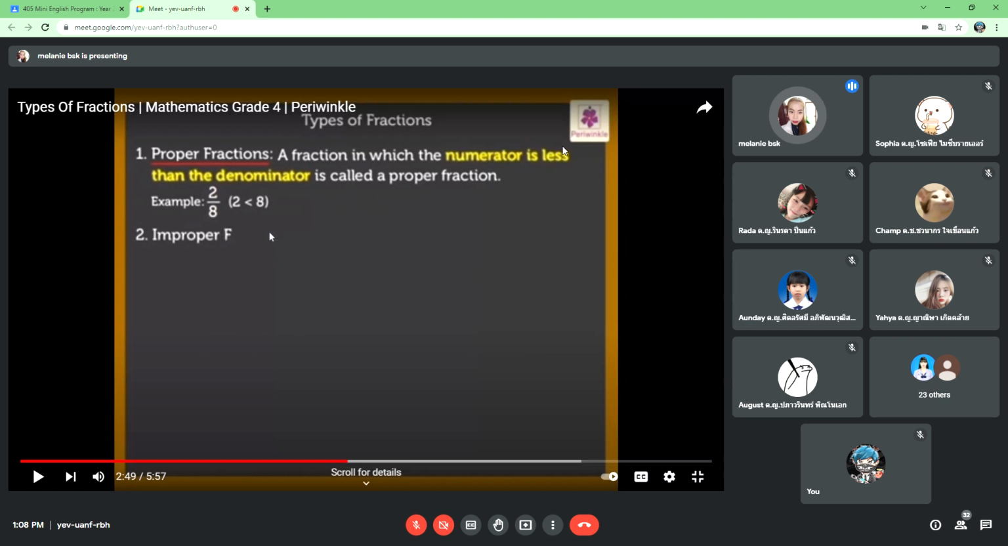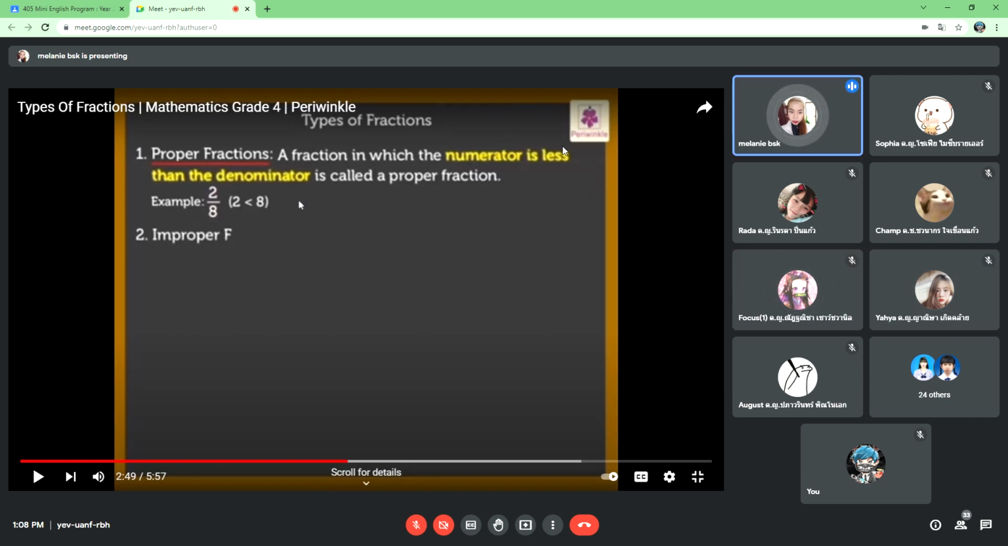Again. So the number one type is the proper fraction. A proper fraction is a fraction in which the numerator is less than the denominator. Where is the numerator? This one, right? 2. And the denominator is 8, right? So if the numerator is less than the denominator, for example, 2 is less than 8, this one is a proper fraction. Do you understand, children? Yes. Okay, one more example.